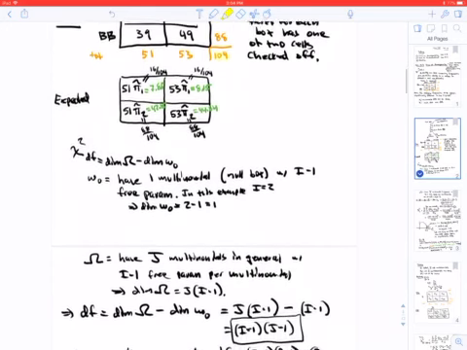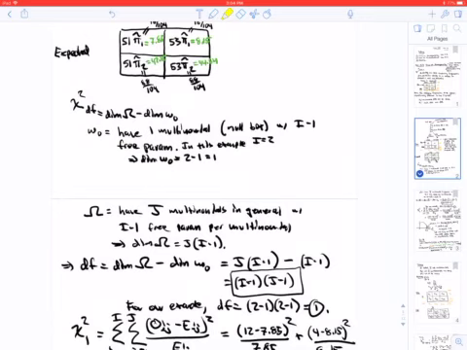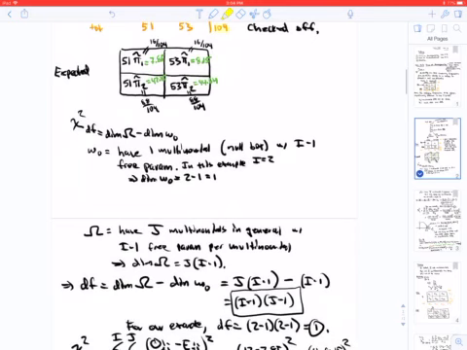I said it right. So now we come to capital Omega. So capital Omega, this is the alternative and the null space.